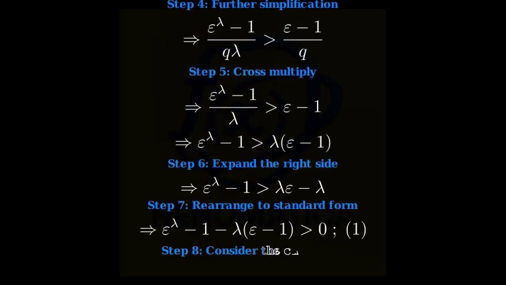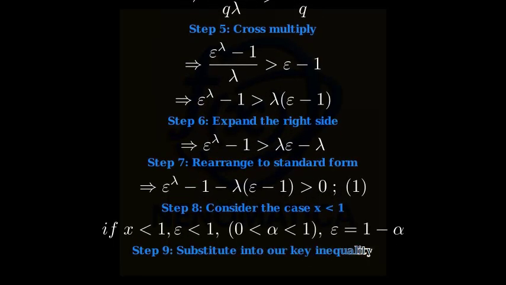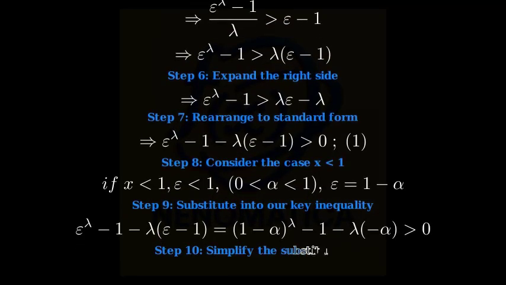Now, let's consider the case where x is less than 1. If x is less than 1, then epsilon is also less than 1. Let's define 0 less than alpha less than 1, and epsilon equals 1 minus alpha. Let's substitute this value of epsilon into our key inequality. We substitute epsilon equals 1 minus alpha into epsilon to the power lambda minus 1 minus lambda times epsilon minus 1 is greater than 0. Now, let's simplify this expression.